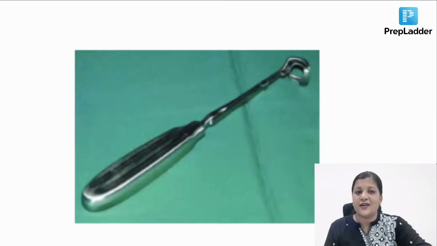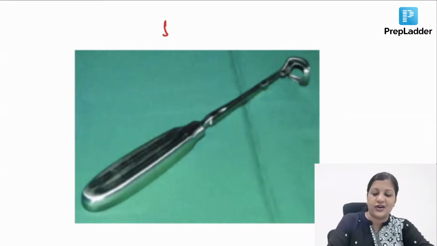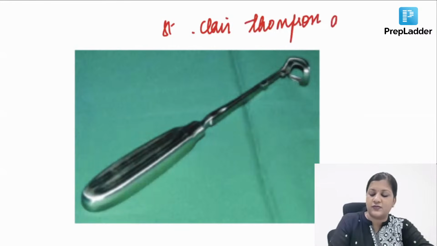For adenoidectomy, we use this curette, which is called as St. Clair Thompson adenoidectomy curette. So what is the name given? St. Clair Thompson adenoidectomy curette.